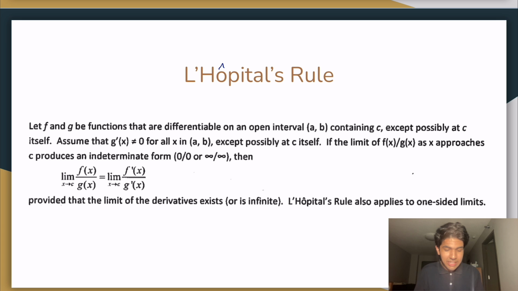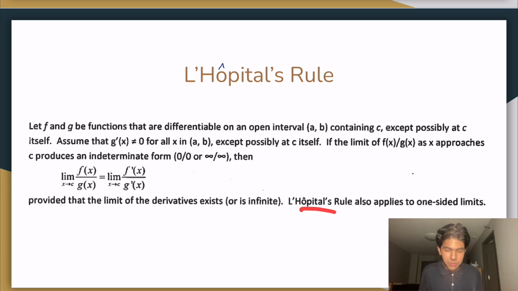The idea is if the limit of f of x over g of x as x approaches c produces an indeterminate of the form 0 over 0 or infinity over infinity, which are both bad cases, then this rule states that the limit as x approaches c of that quotient is equal to the limit as x approaches c of the derivative of the numerator divided by the derivative of the denominator, provided that the limit of the derivative exists. And now you can see why g prime of x has to not equal 0, because if it were 0, we would run into issues again.